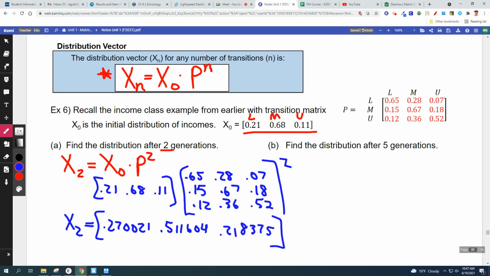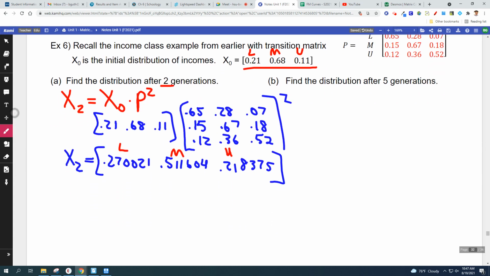Find the distribution after 2 generations. And what that means is, after 2 generations, 27% is lower, and 51% is middle, and 22% is upper. That's what that means. That's the new breakdown. Those are not probabilities. That's the new breakdown.